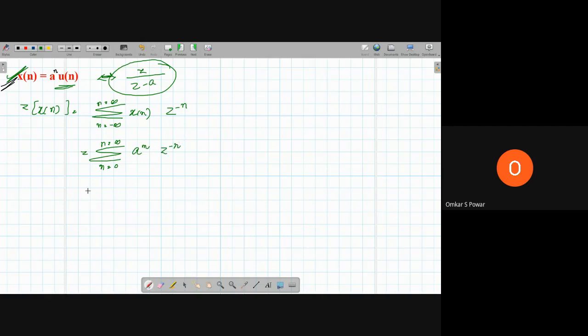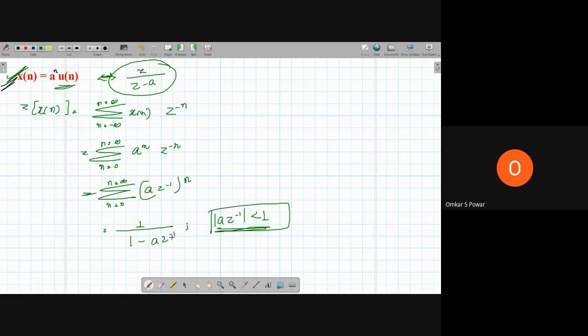So further, how can you simplify this one? Summation n varies from 0 to infinity of a z to the power of minus 1, whole to the power of n. This is similar to summation n varies from 0 to infinity of a power of n, which is equal to 1 by 1 minus a. So this is nothing but 1 by 1 minus a z to the power of minus 1. What is the condition? The condition is mod a is less than 1. This helps us in solving the ROC. How can you further simplify this? Multiply and divide by z, so you get z by z minus a.